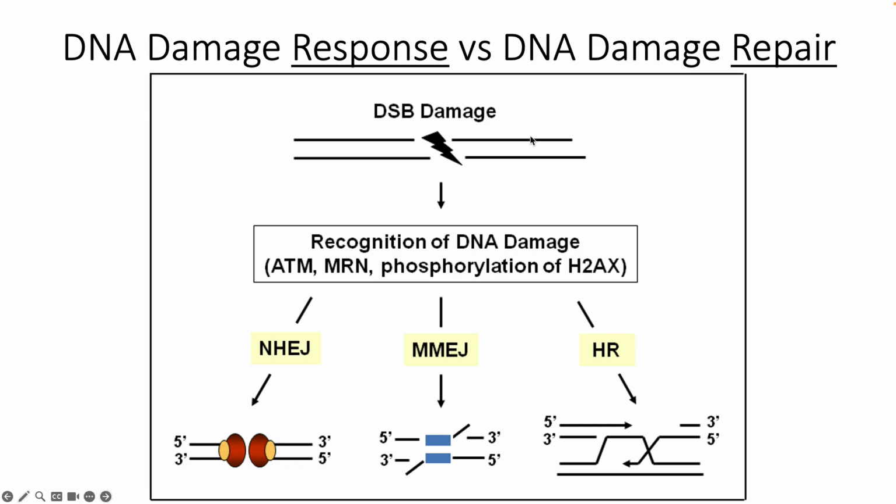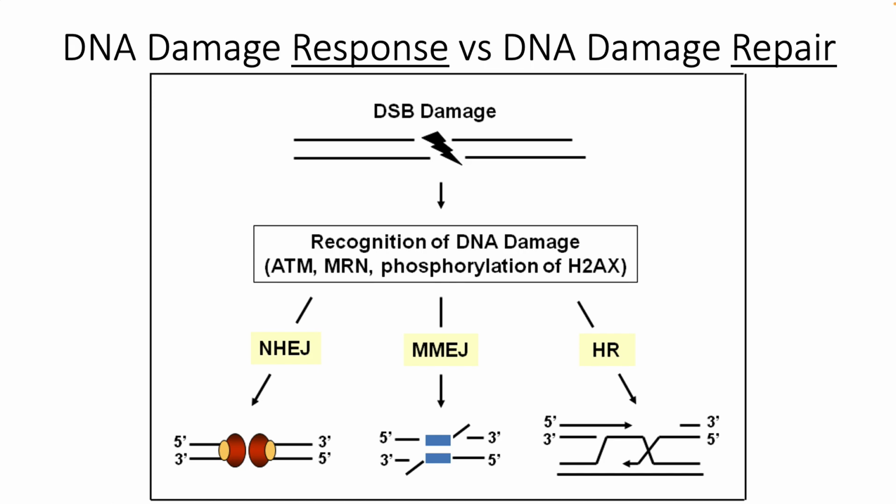And so I mentioned there are different kinds of DNA damage. Depending on what kind of DNA damage occurs, there are different ways to fix it. There's NHEJ, which is non-homologous end joining, and there's HR, which is homologous recombination. And then there's MMEJ, which is microhomology mediated end joining, which is kind of the in-between repair of NHEJ and HR.